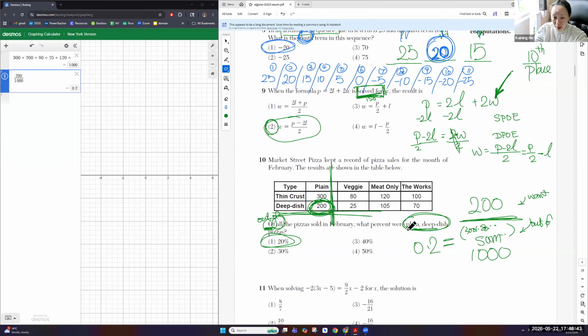And then they said plain and deep dish. So I'm going to go ahead and find whatever the number is in the cross to make sure that I'm satisfying both, just like that. So that's why 200 divided by 1,000. So the number calculation wasn't too crazy, but the thing is we have to understand what their logic is, what they are asking behind all of these.